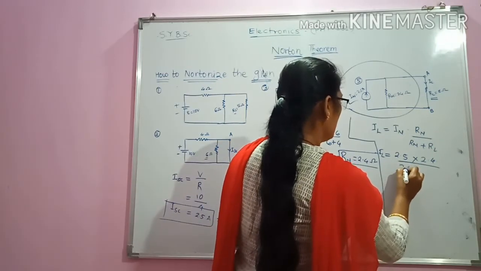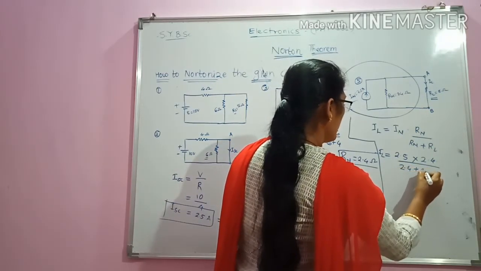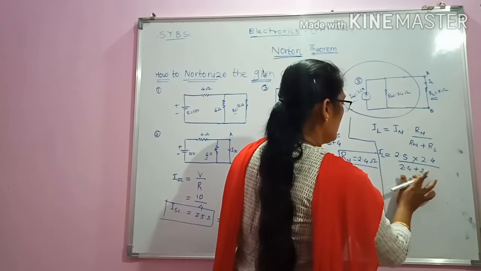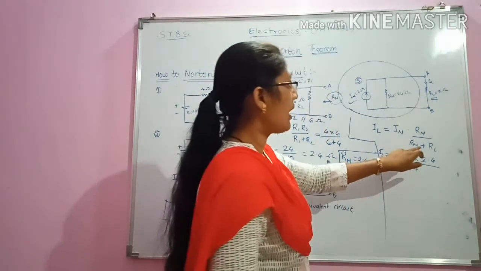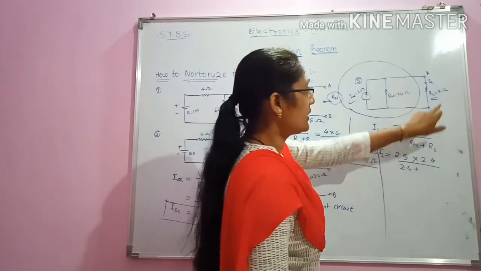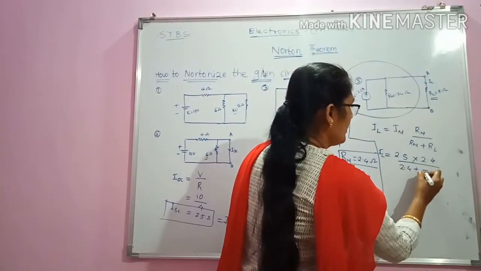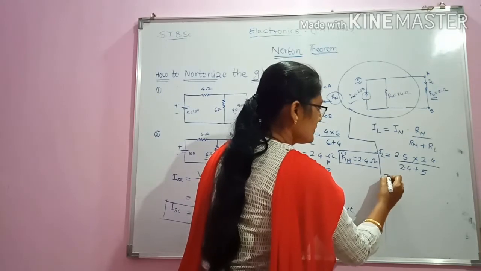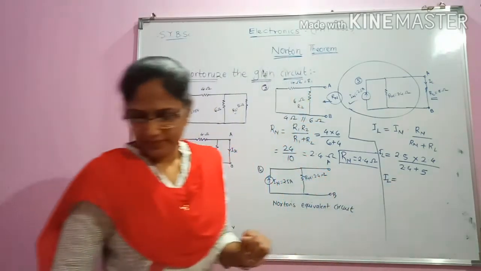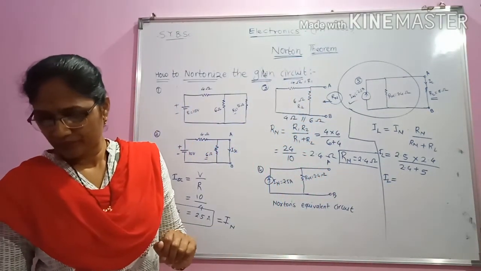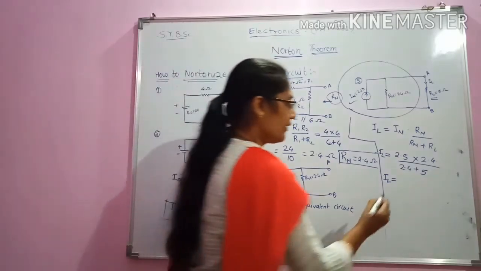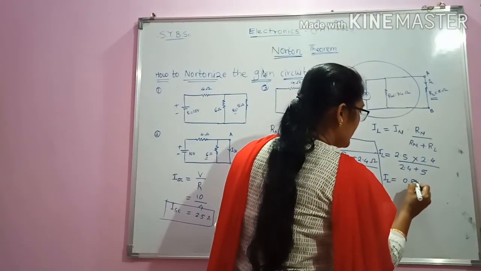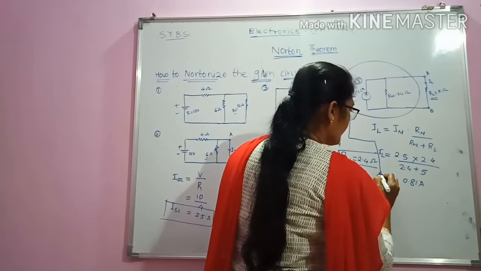What is the value of Rn? 2.4 plus RL. RL value is 2 ohm. And this gives us the value of IL as 0.81 ampere.